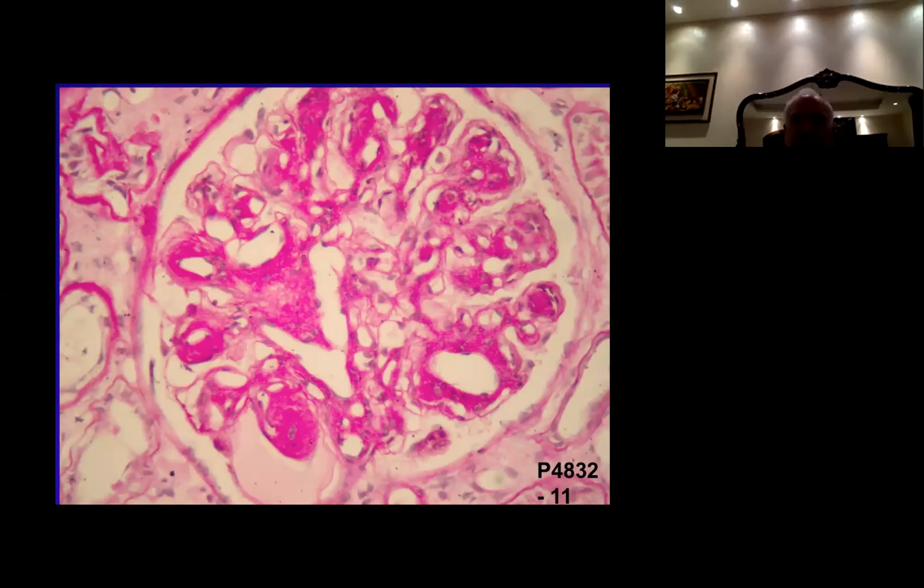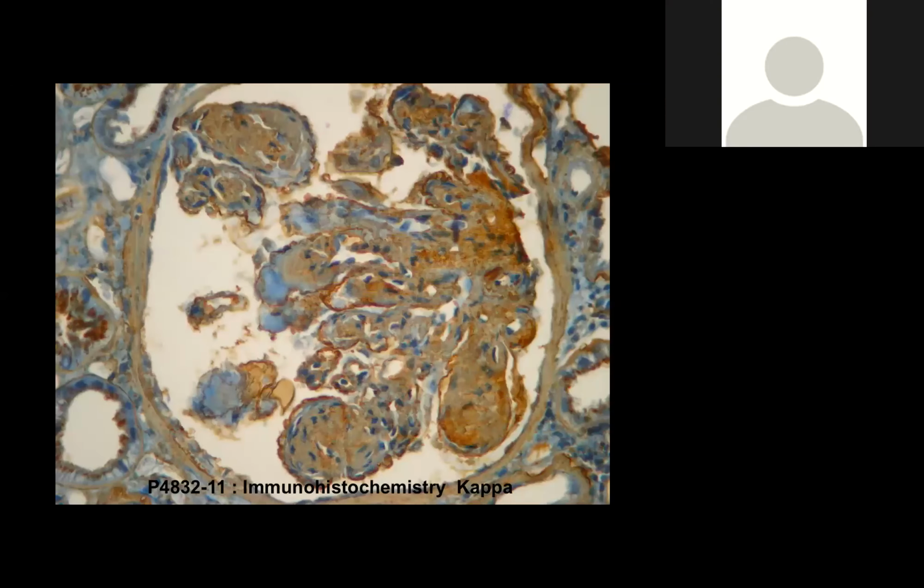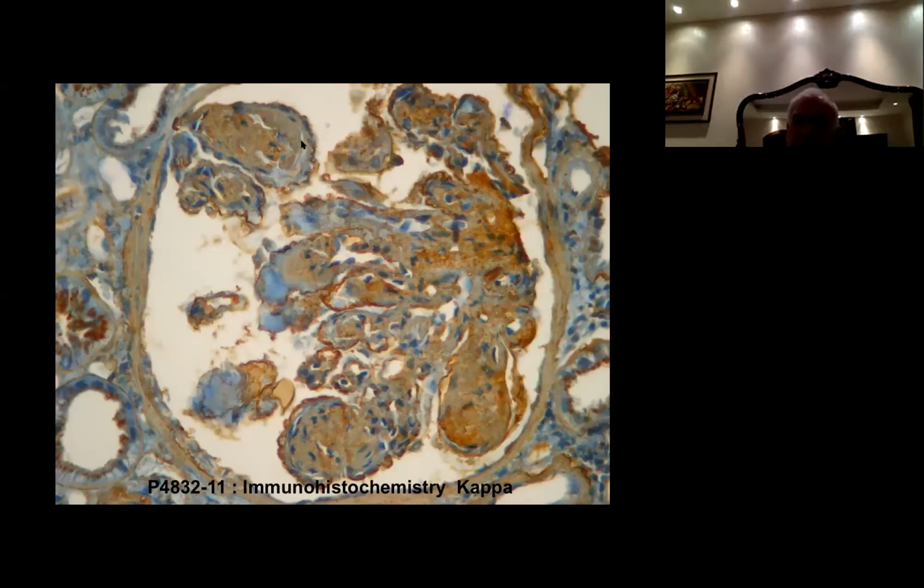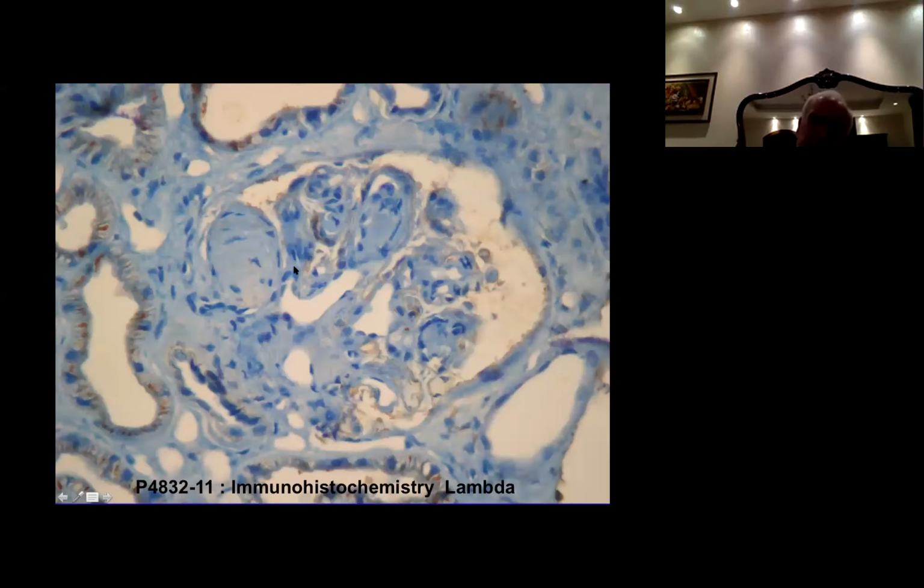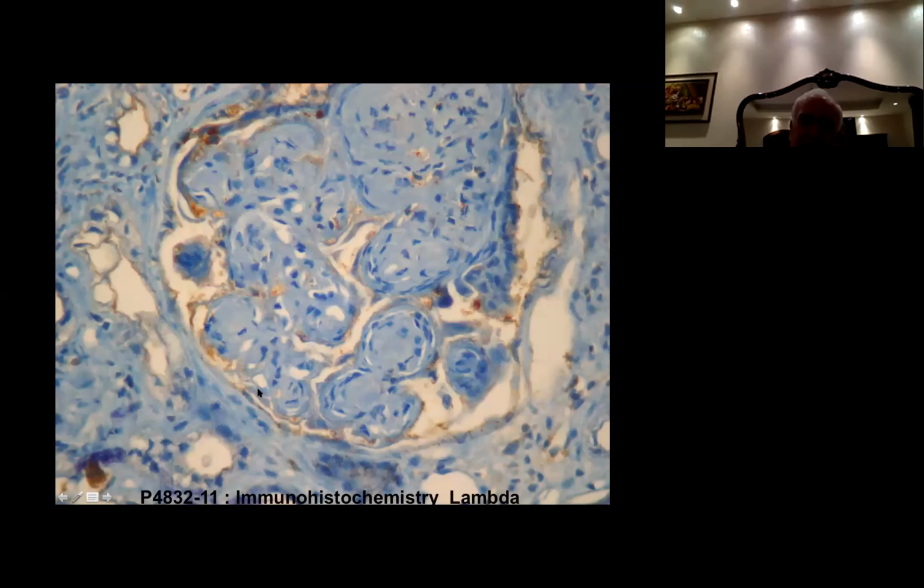Now, we stain them for kappa or lambda. This is the kappa, which is the brown stain looking here. It's strongly positive. That's kappa. Look at the basement membrane, the Bowman's capsule, the basement membrane of the tubules, and within the mesangial deposits. This is lambda. It's negative. This is lambda, and it's negative. That's lambda. It's negative.